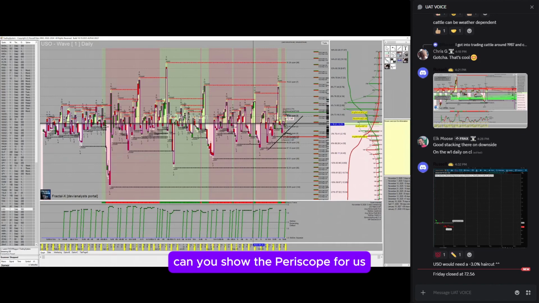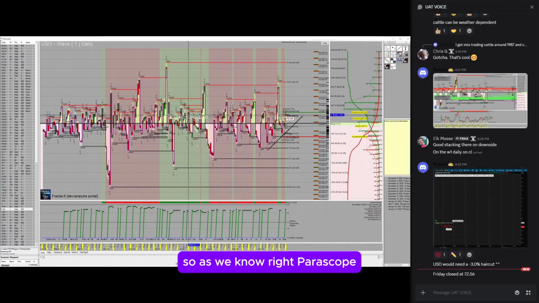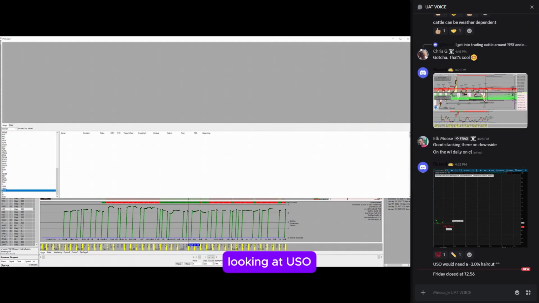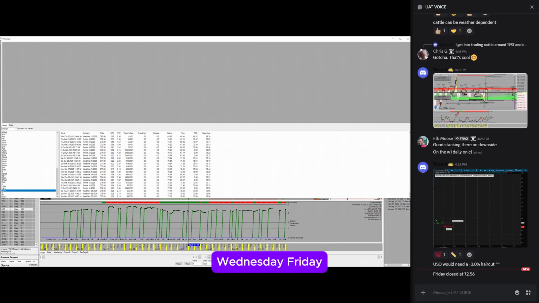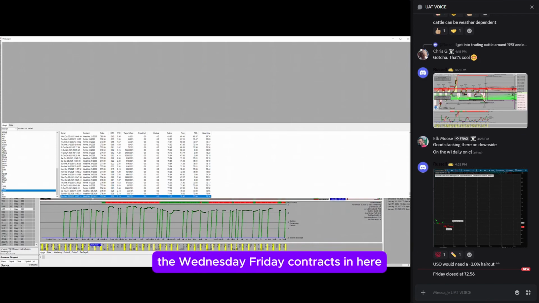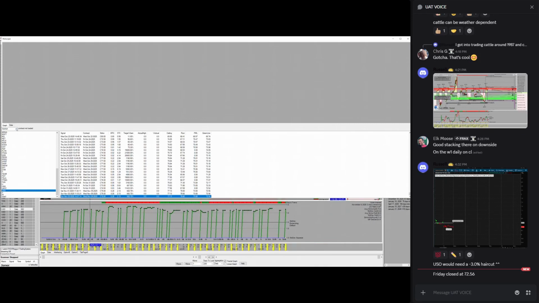Can you show the Periscope for USO? Sure. So as we know, Periscope is going to have a set of MM data for looking at USO. USO has the Monday, Wednesday, Friday expiry, and I guess it's only showing the Wednesday and Friday contracts in here. Okay, so we're looking at the Wednesday contract.